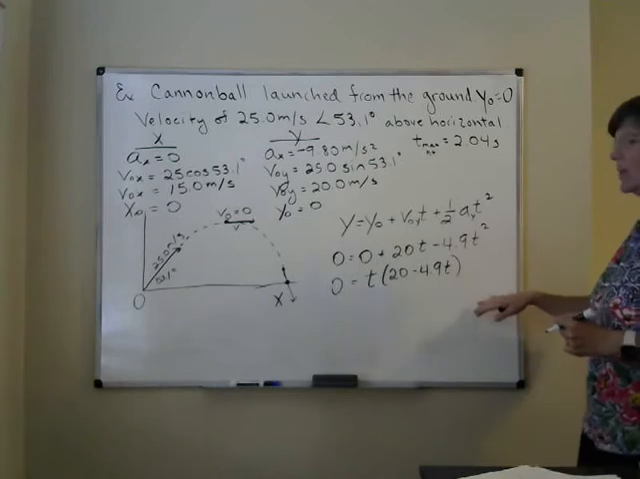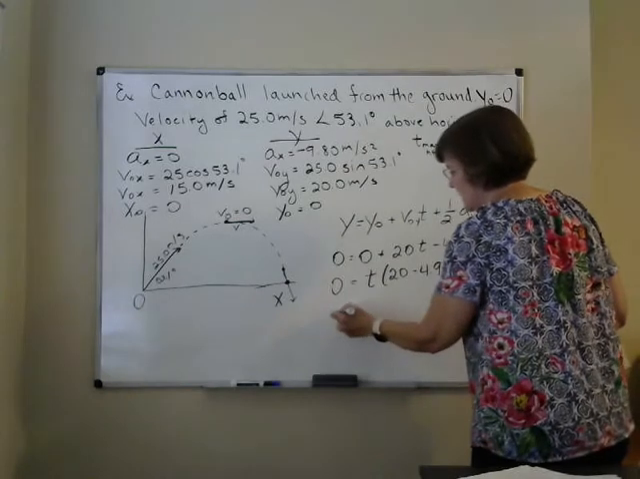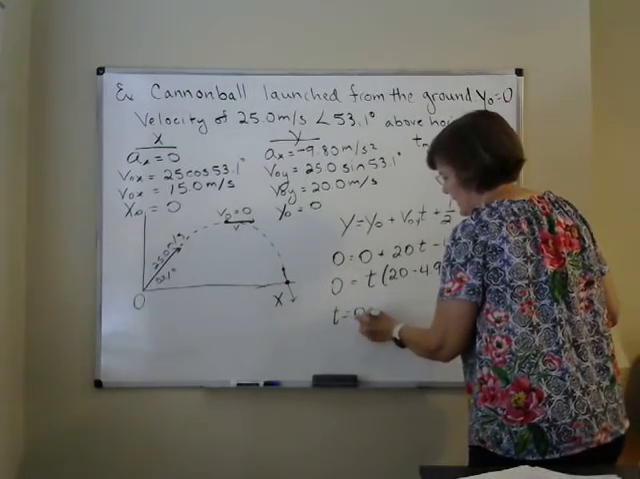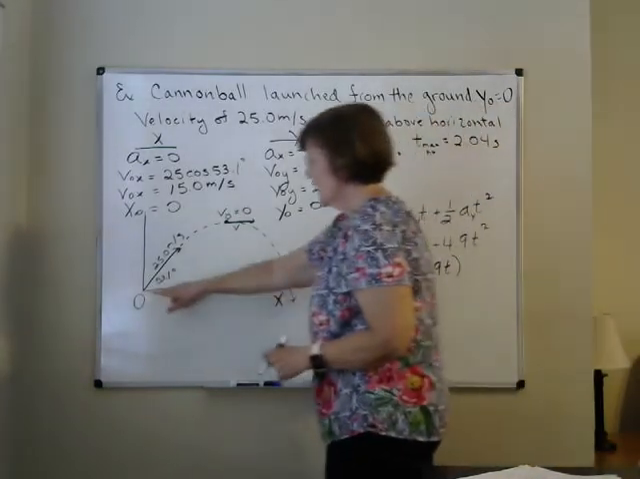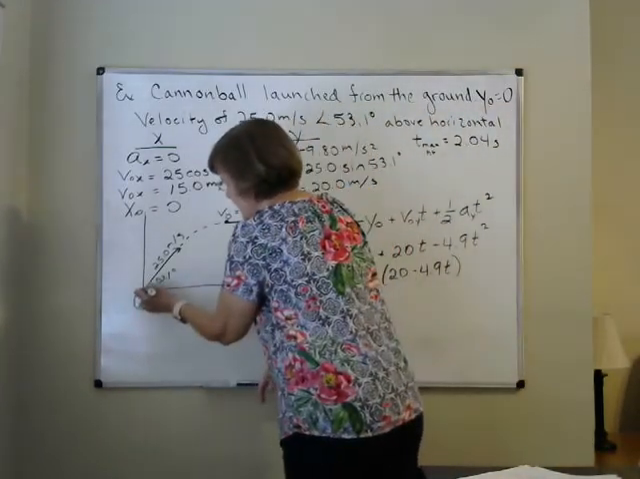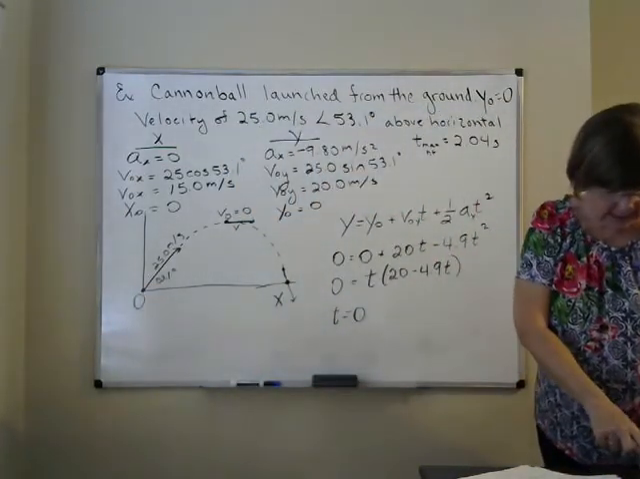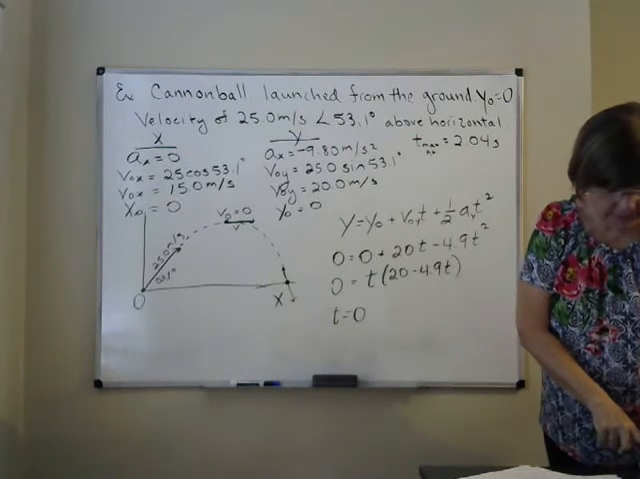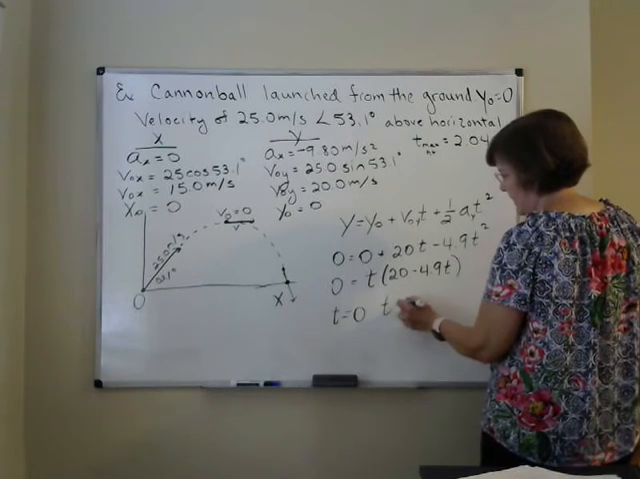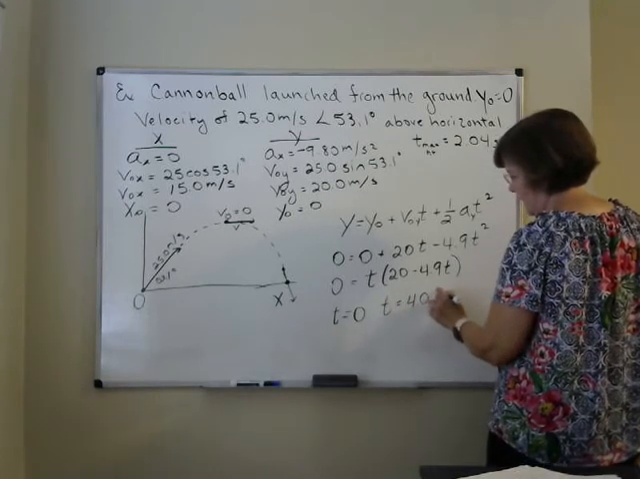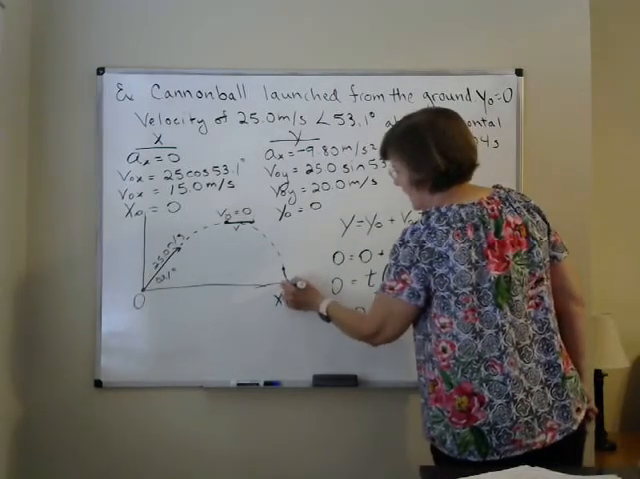Anytime you solve a quadratic, we expect to get 2 solutions. In this case, the first solution is simply that t would be equal to 0. Well, it's true. It does have a height of 0 at t equals 0. That's this point. t equals 0, height equals 0. The other one is 20 divided by 4.9. It's 4.08. That's the time right there.